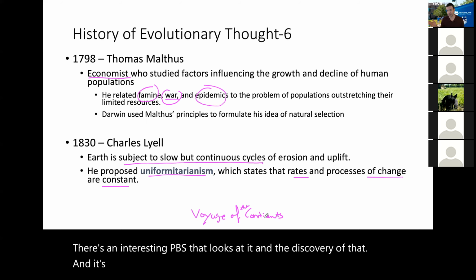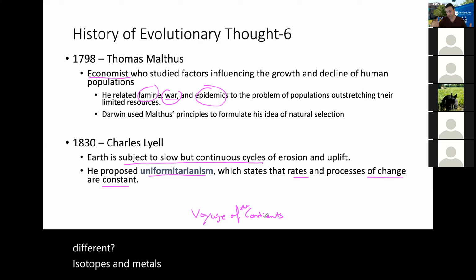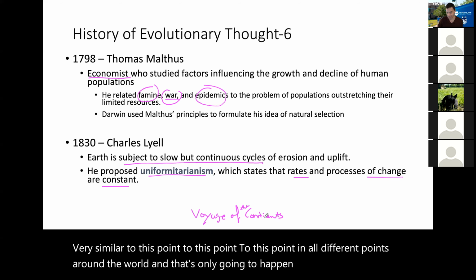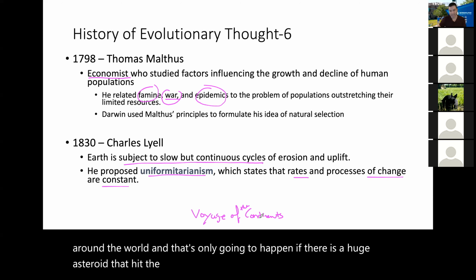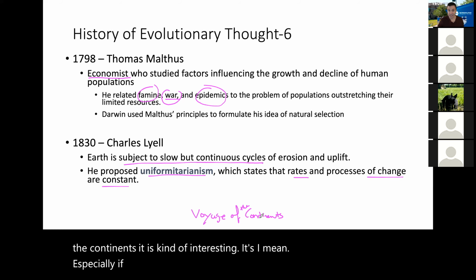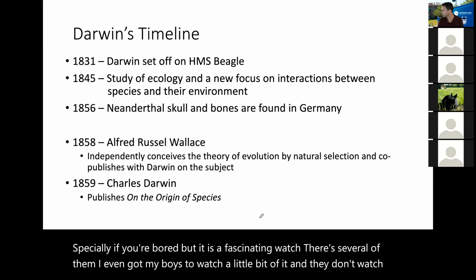And how did they prove it? By looking at the various different isotopes and metals within the Earth's various different layers, very similar at this point, this point, this point, at all different points around the world. And that's only going to happen if there's a huge asteroid that hit the planet. So pretty interesting there. But that Voyage of the Continents, it is kind of interesting. I mean, especially if you're bored, but it is a fascinating watch. There's several of them. I even got my boys to watch a little bit of it, and they don't watch anything that's not on YouTube.